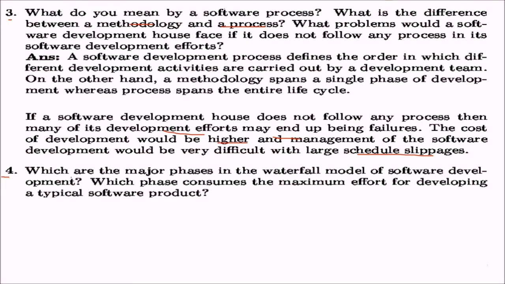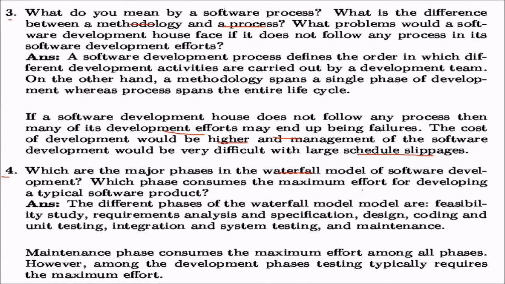Fourth is, which are the major phases in the waterfall model of software development, and which phase consumes the maximum effort for developing a typical software product? This is a question which, if you have learned from the book of Dr. Rajib, he has given a clear distinction between waterfall models, and there are two types of waterfall model. One is classical, then we have iterative. So what are the major phases? Because the phases remain the same in these two waterfall models.